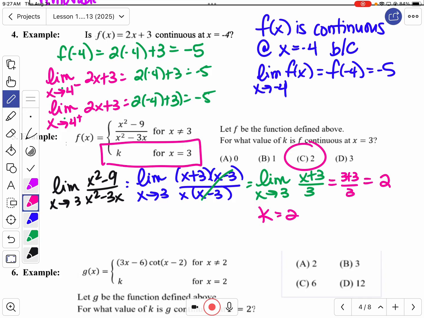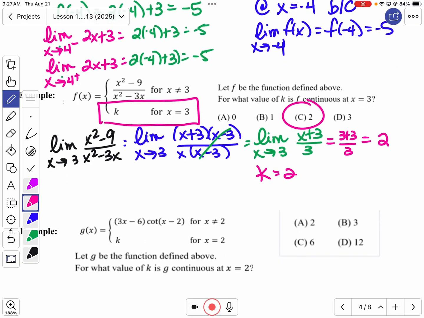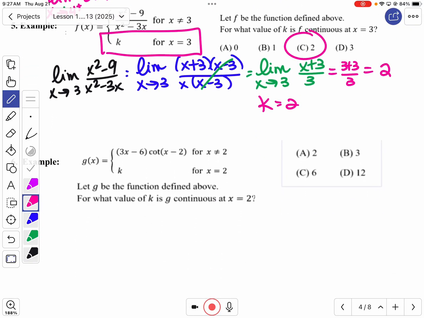So they like this question in lots of different formats. Okay, so we're going to look at the next one, and it's just going to up the algebra a little bit and up our calculus knowledge just a smidge. Okay. So let's take a look at this one. Same type of question.